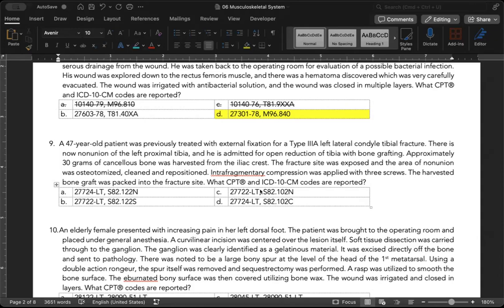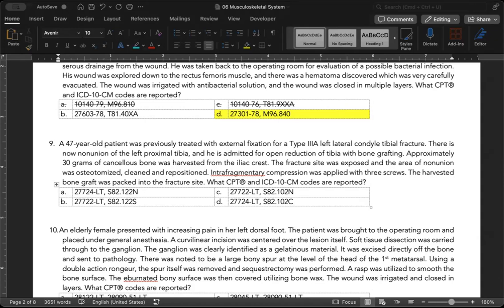So we can do a couple. We have 2 that have 27722, 2 that have 27724. My numbers are mixing up on me tonight. And then we see S82.122 and S82.102. Which one do you want to do? We haven't really done anything with ICD-10, so let's do ICD-10. I'm making the decision for you.